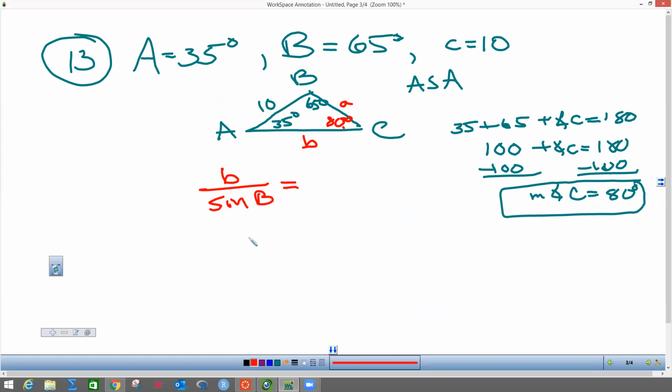And you must always use the side and angle they give you. So they gave us the 10, and we know the 80 is perfect. So I'm going to use little c is to sine C. I know 80's got to be perfect because I know these three have to add up to this. So I want to use the angle and side they give me each time. So I'm going to get little b is to the sine of 65 as 10 is to the sine of 80.